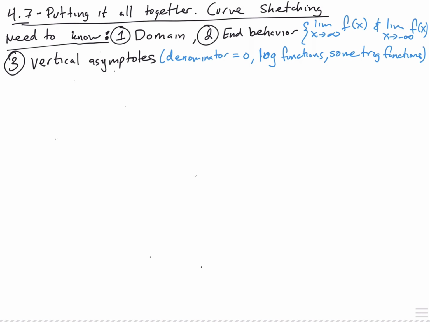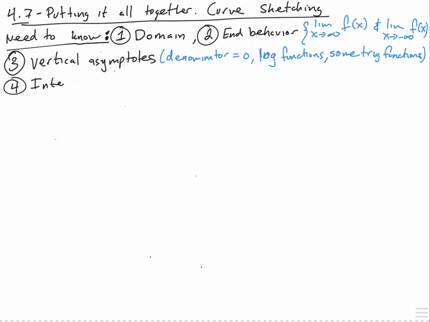But tangent has vertical asymptotes, right? Secant and cosecant have vertical asymptotes, and then cotangent, obviously, too, has vertical asymptotes. Okay, so you need to find those. Okay, now what else do we need?